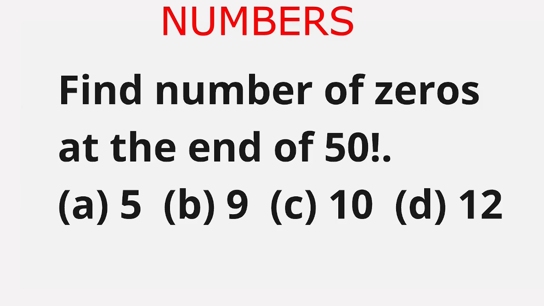Our question is, find the number of zeros at the end of 50 factorial. The given options are option A 5, option B 9, option C 10, option D 12.